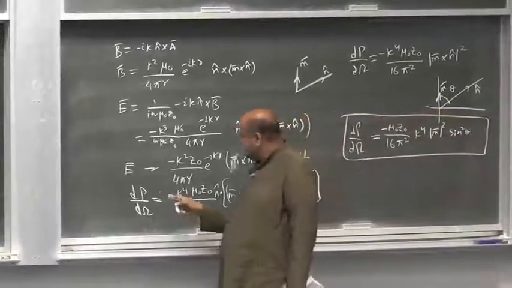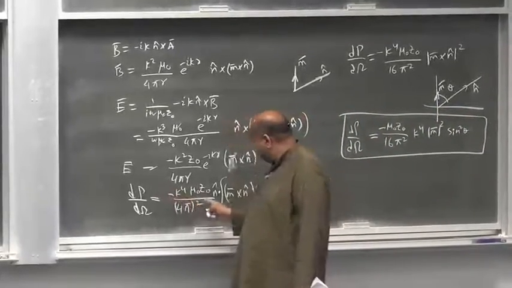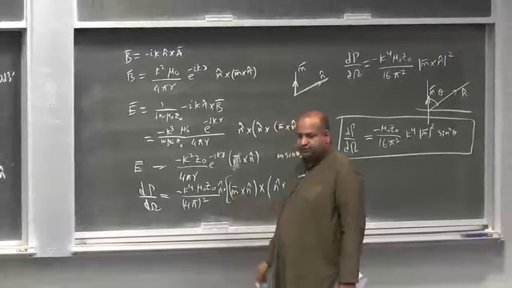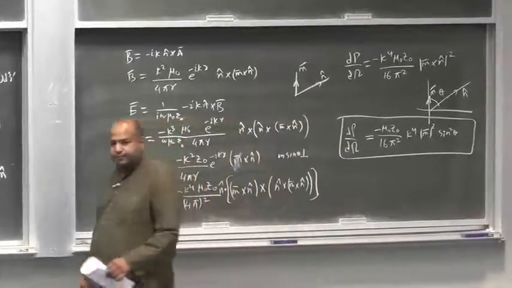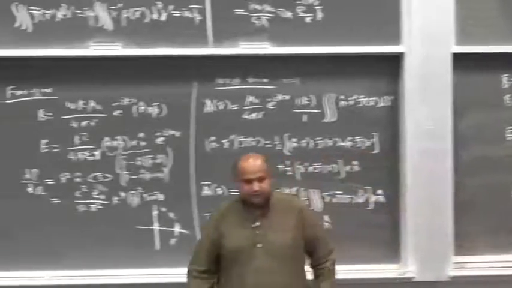dP by d omega is defined as r square n dot Poynting average. Any questions?